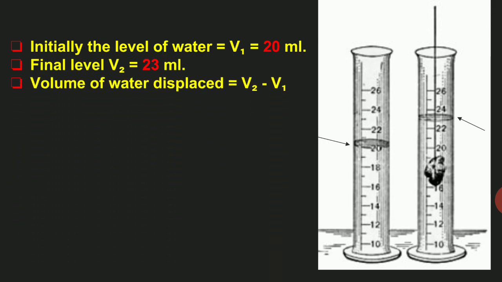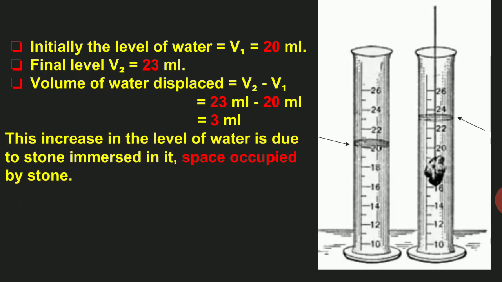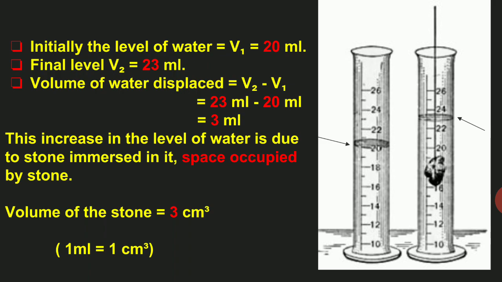Now when we need to find the volume of water displaced, that is the increase in the water level, we will calculate by subtracting V1 from V2, that is V2 minus V1. 23 ml minus 20 ml gives us 3 ml. Now this increase in the level of water is due to the stone immersed, that is the stone is occupying some space in water which is making the water level rise. So volume of our stone is equal to the volume of the water which is displaced, that is 3 centimeter cube. Now why did I write centimeter cube? Because 1 ml is equal to 1 centimeter cube.